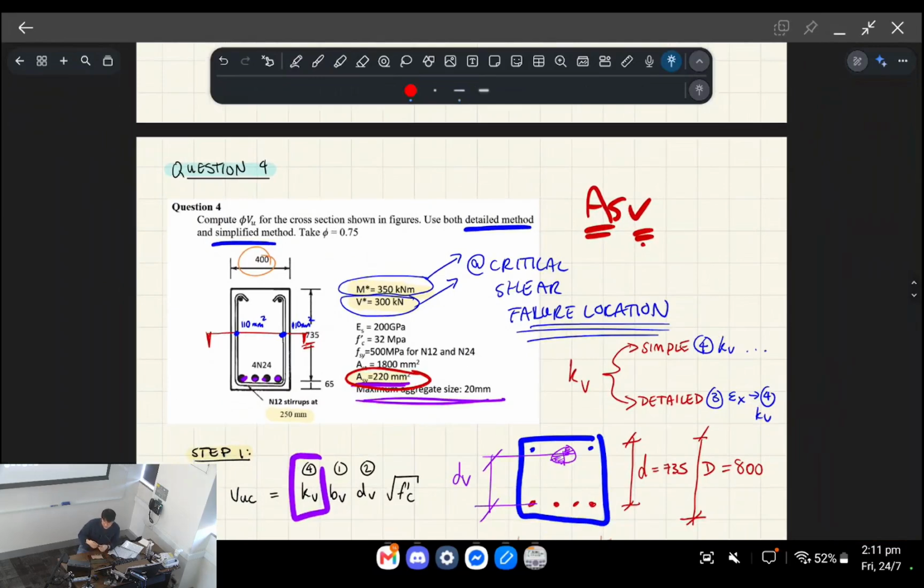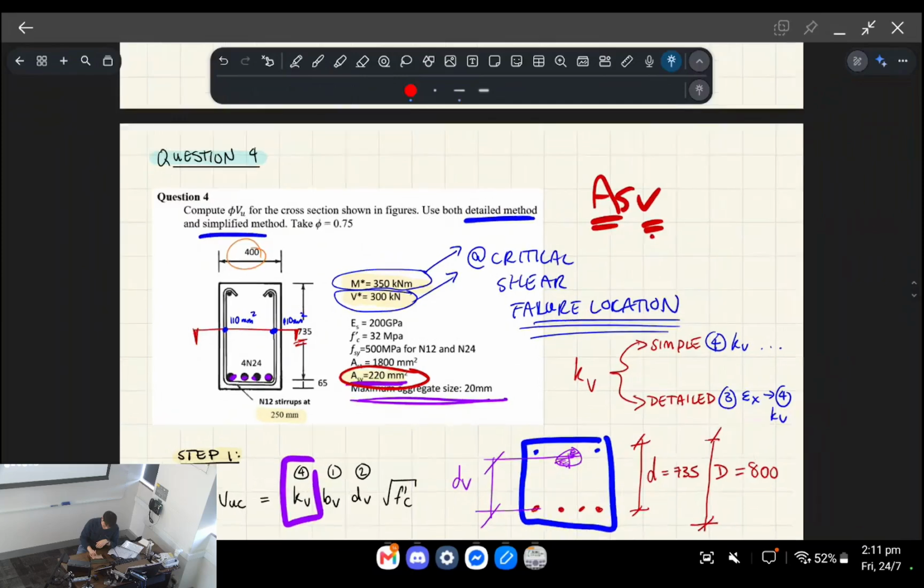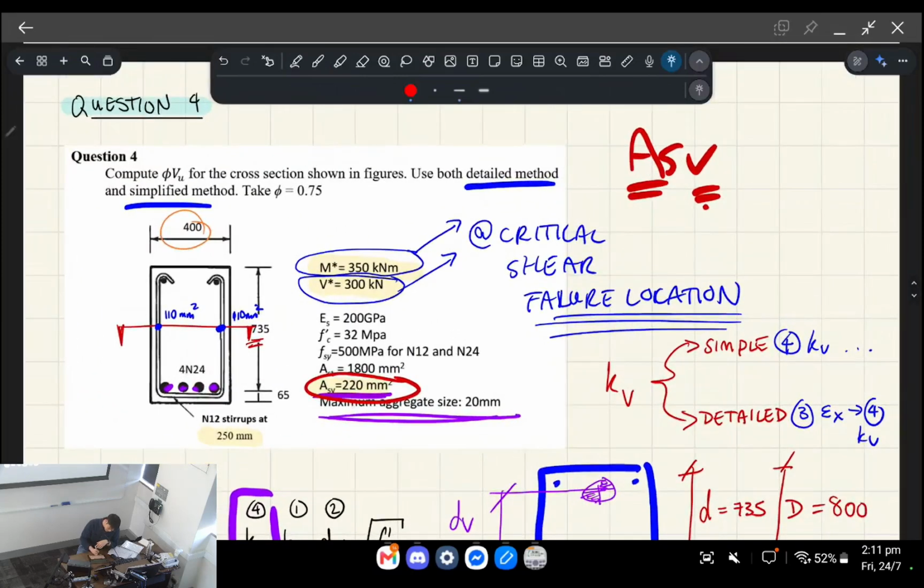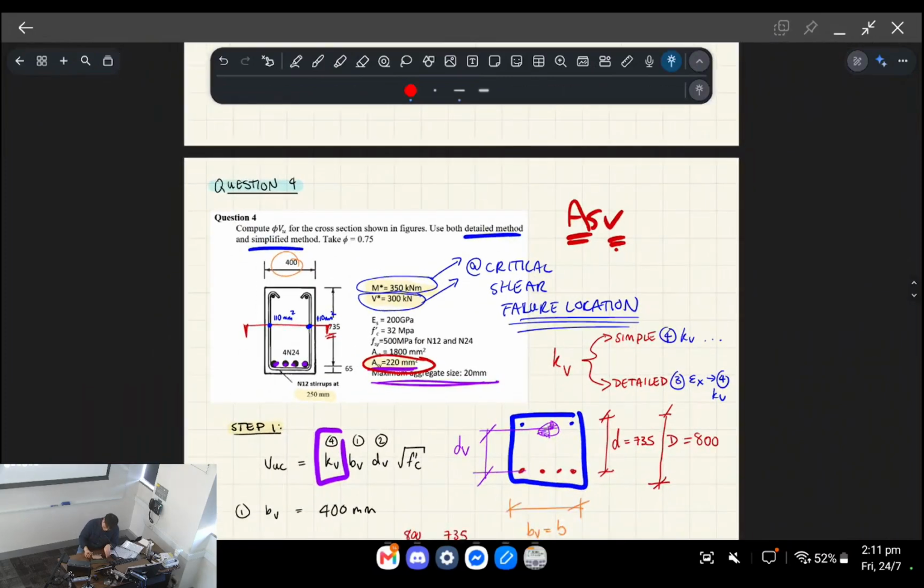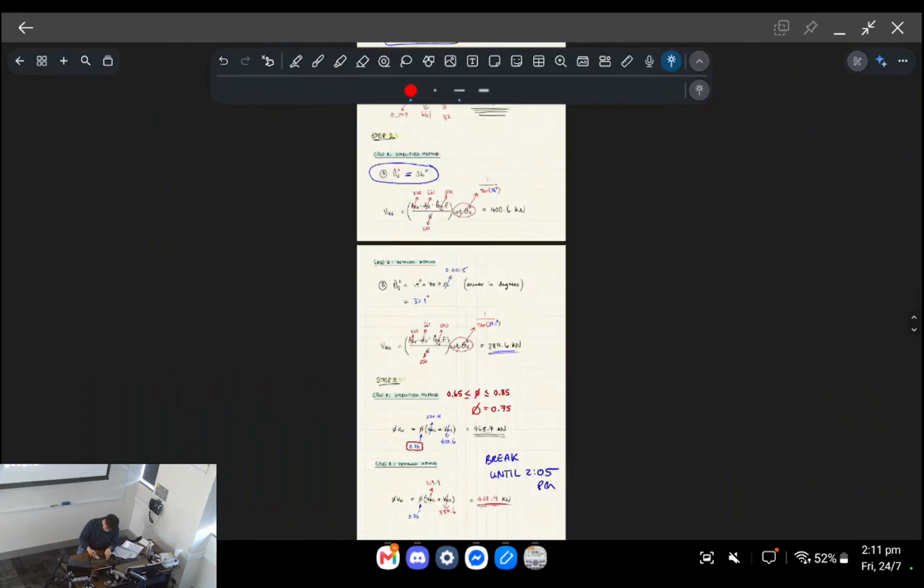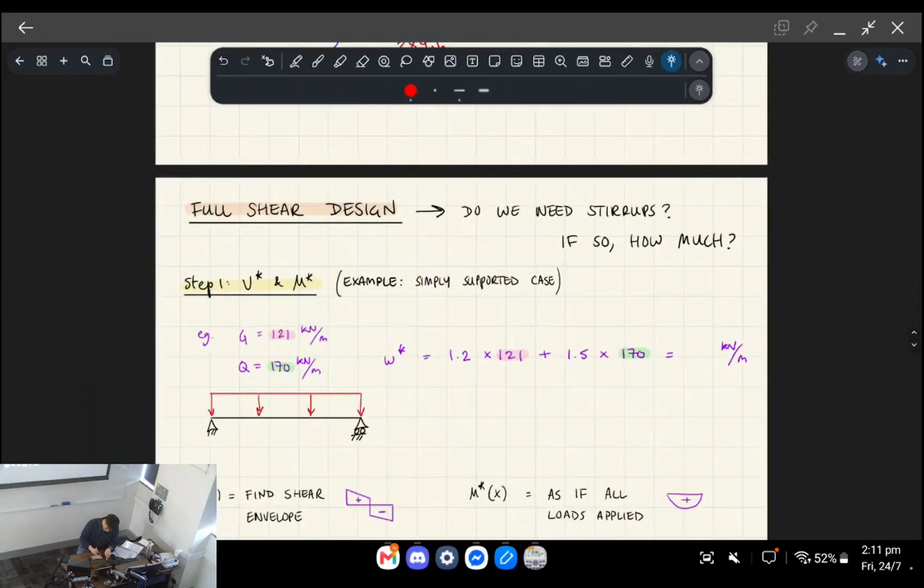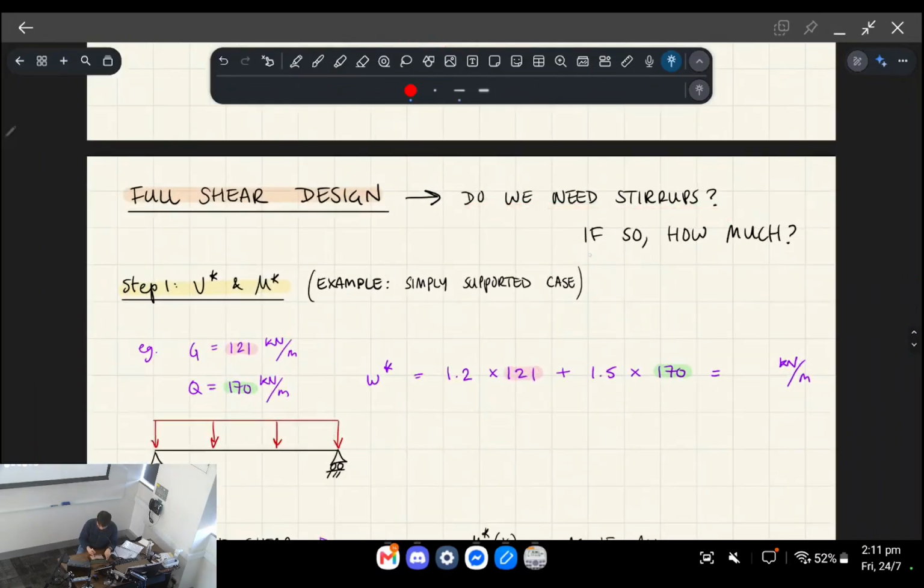Usually shear design happens after bending design. Okay, so what I mean by that, bending design means we know what Ast is already, right? So we've done our flexural design and we've figured out the longitudinal steel already, okay? And shear design happens after that for a beam. Okay, so full shear design. Essentially, we're trying to figure out whether we need stirrups, and if we do, how much.